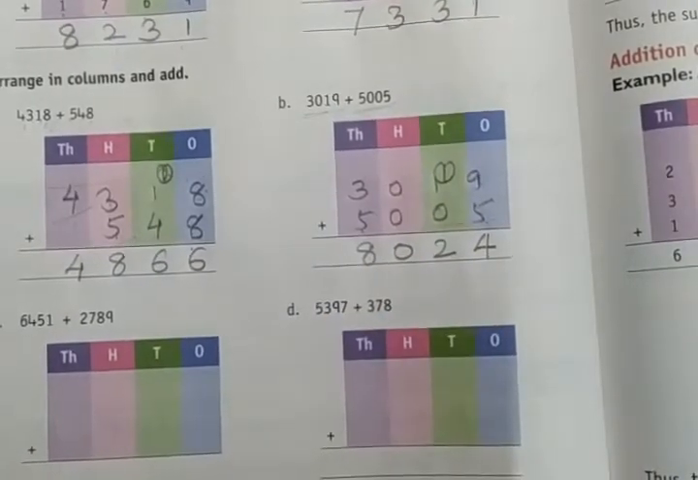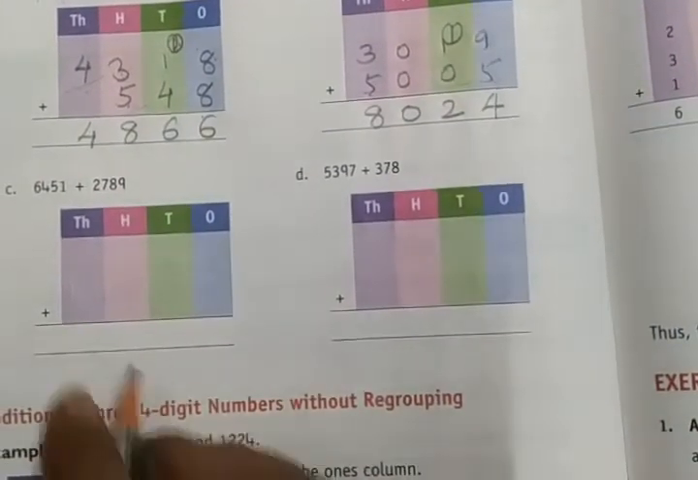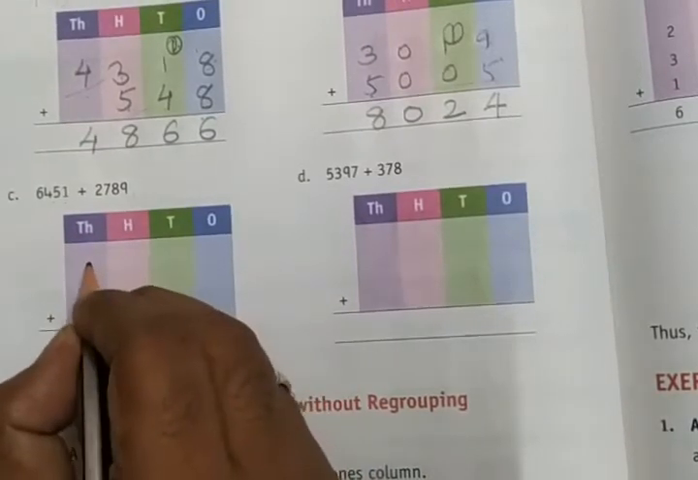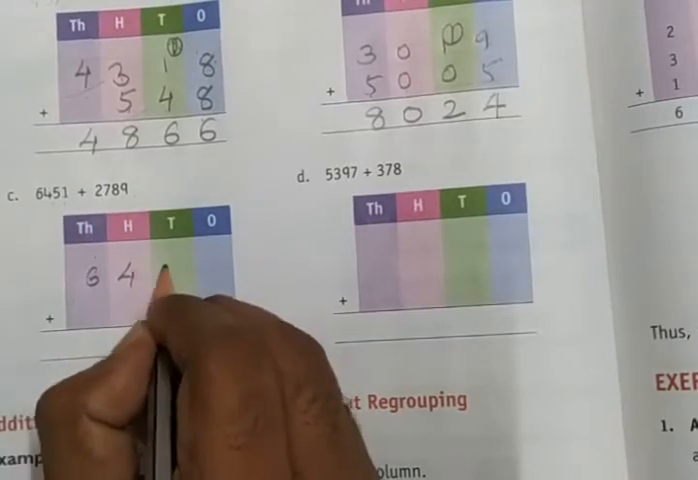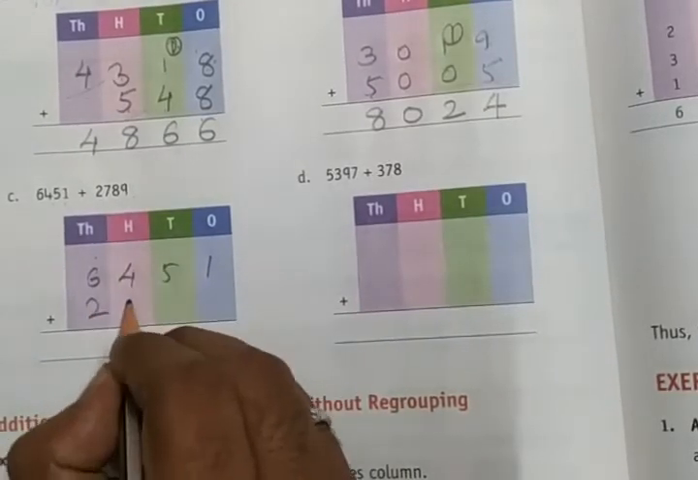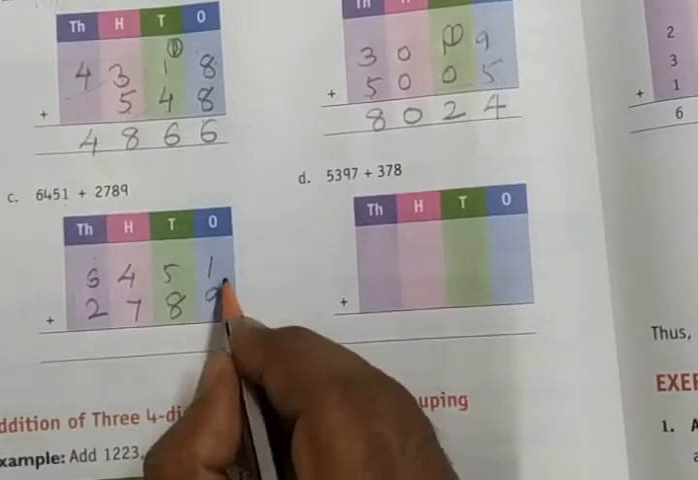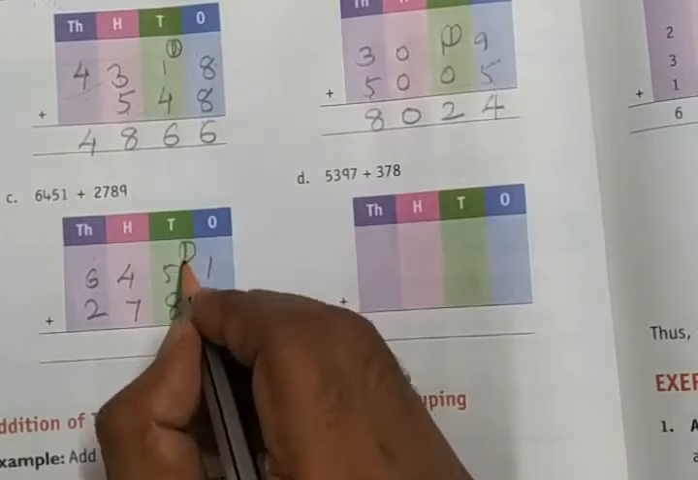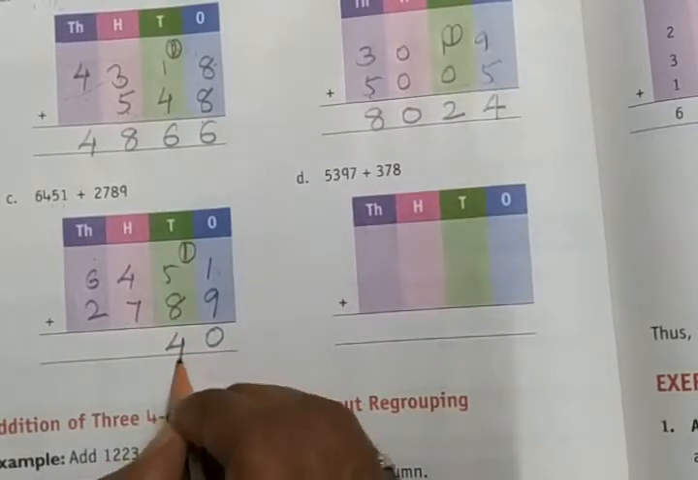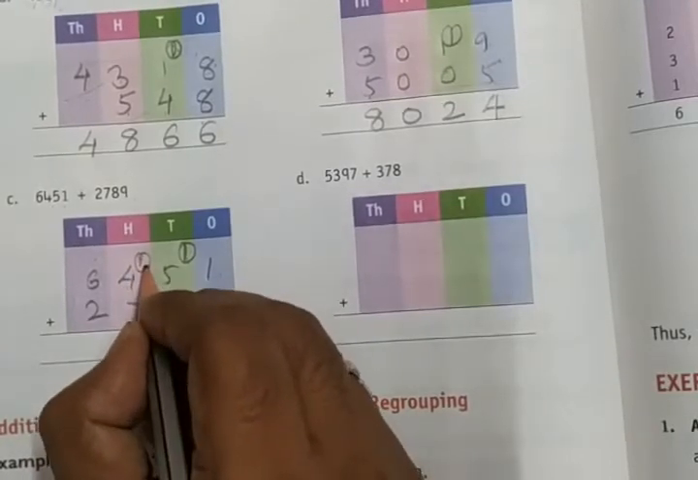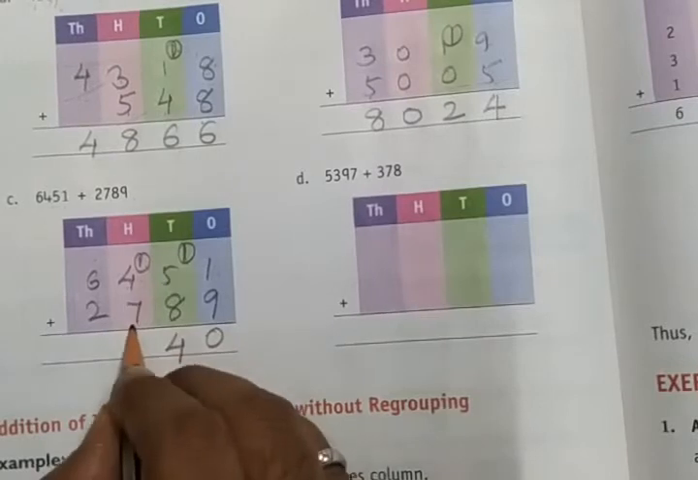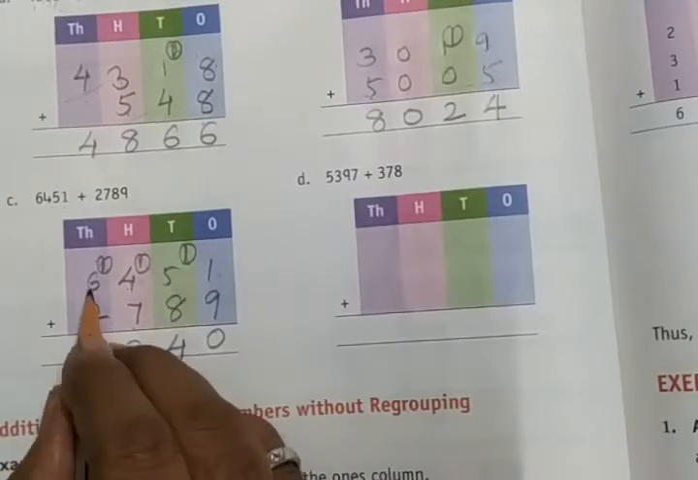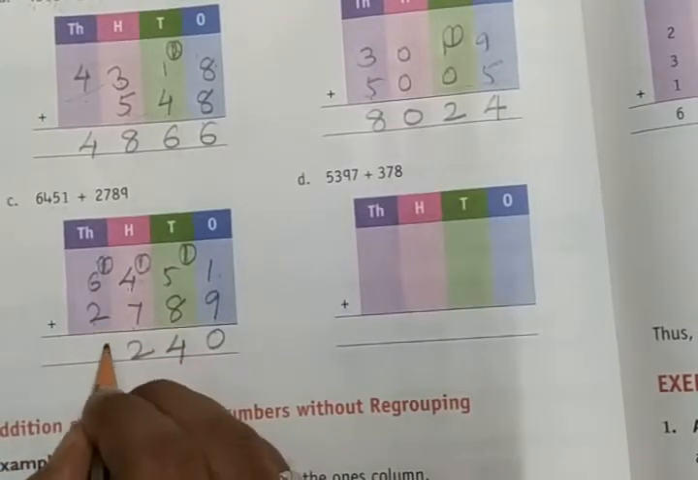That's it. Okay. So next is 6415 plus 2789. Right. So this is 6451, 2789. 1 plus 9 is 10. Write down 1 carry. 1 plus 5 is 6. 6 plus 4 is 14. Write down 1 carry. 1 plus 5, 4 plus 1 is 5. 5 plus 7 is 12. Carry 1. 6 plus 1 is 7. 7 plus 2 is 9.